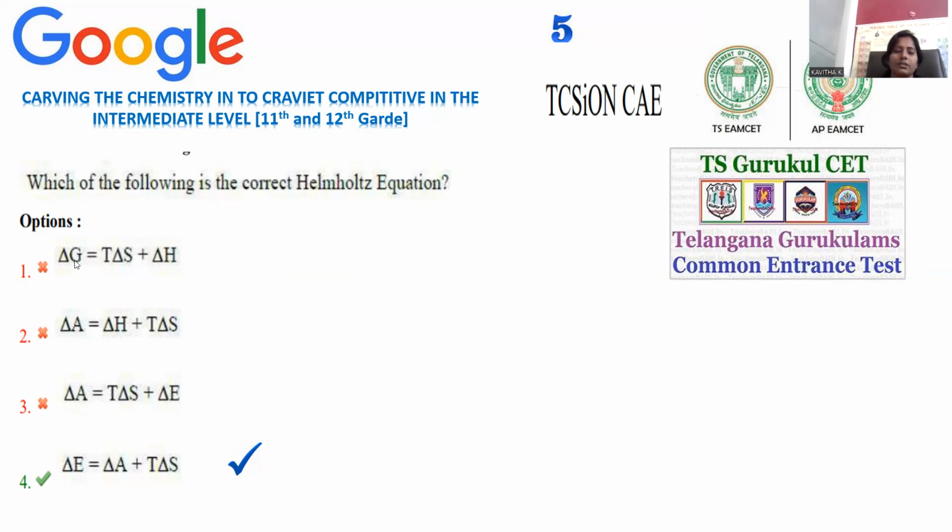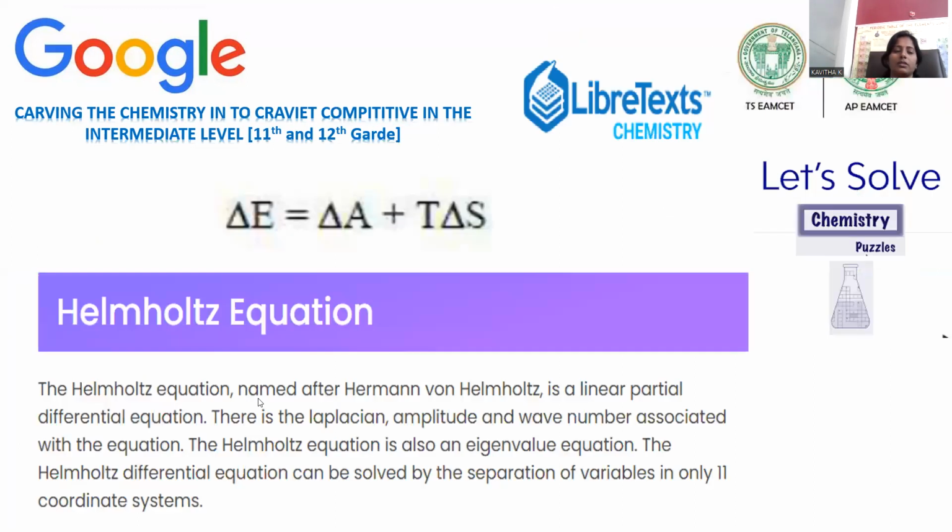The Helmholtz equation is given by delta E is equal to delta A plus T delta S. This is the equation that correctly represents Helmholtz. So let's get the perfect definition and a detailed explanation for this one. Delta E is equal to delta A plus T delta S. Delta E denotes what? Energy difference. Here the symbol del indicates change in the energy from initial to final energy. If the reactant is there, there will be an initial energy, and after the reaction, a certain extent of energy transformation you can notice. So the difference in the energy is mentioned with the symbol del. This del indicates the larger difference.